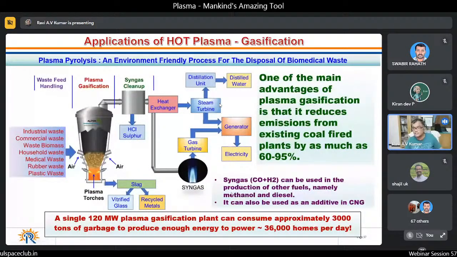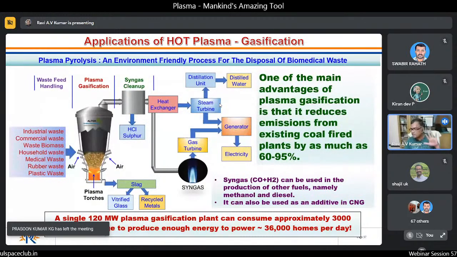Again, gasification. You can extract gases using plasma. These gases can be used for many industrial purposes. Something called synthetic gas, which is a mixture of carbon monoxide and hydrogen. This can be used to produce fuels, or as an additive to CNG and PNG and things like that. A single 120 megawatt plasma gasification plant can consume up to 3,000 tons of garbage every day. That is enough to produce energy for 36,000 homes per day.